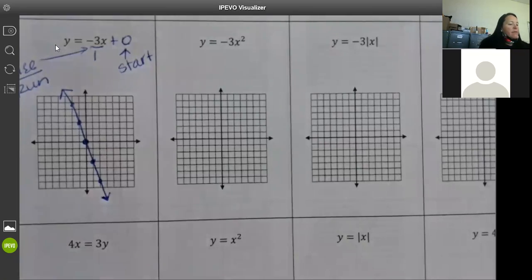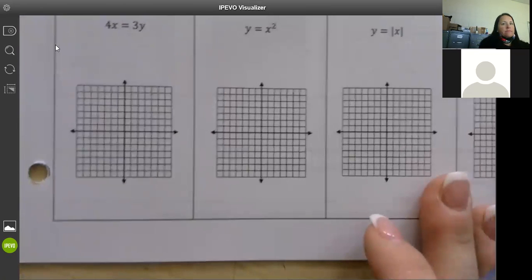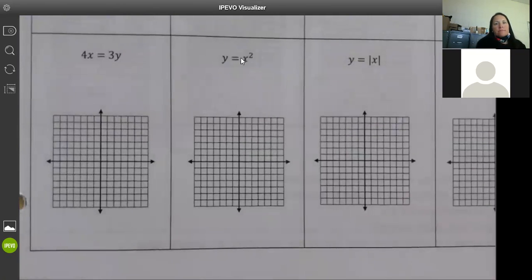All right, moving on down to the bottom. What's different about this one? Guys, please make sure you're on time from now on. What's different about this one?